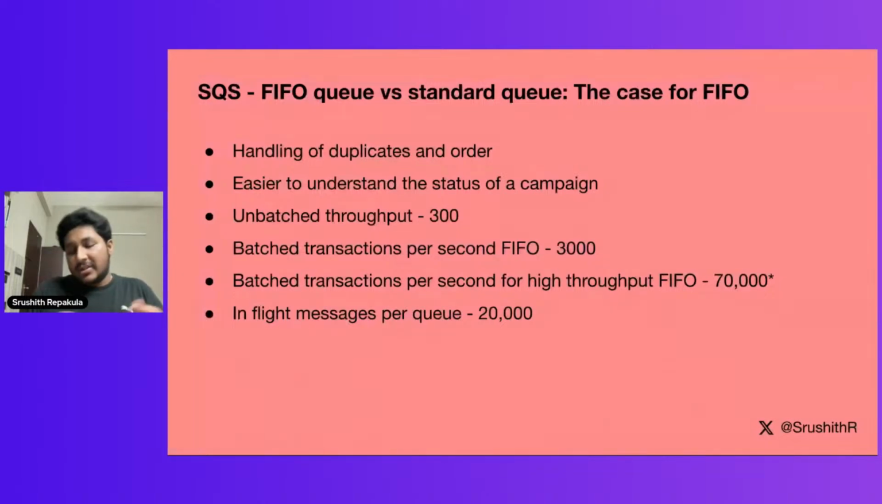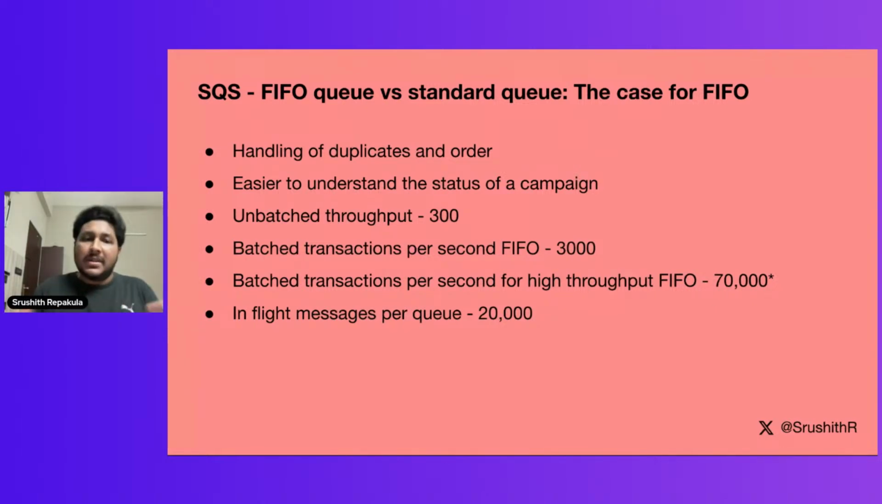Easier to understand the status of the campaign. Now, if you think about it, if there are 100 messages and you're processing them in order, you know when the campaign gets completed, because after the 100th message is processed, the campaign is over. Whereas in a standard queue, you do not have an order, so you cannot say that once my 100th message is completed, my campaign is also completed. So FIFO helps here, because they are ordered, you can relatively easily understand the status of a particular campaign.